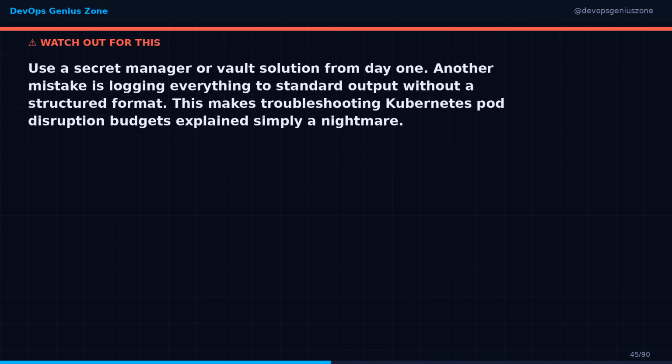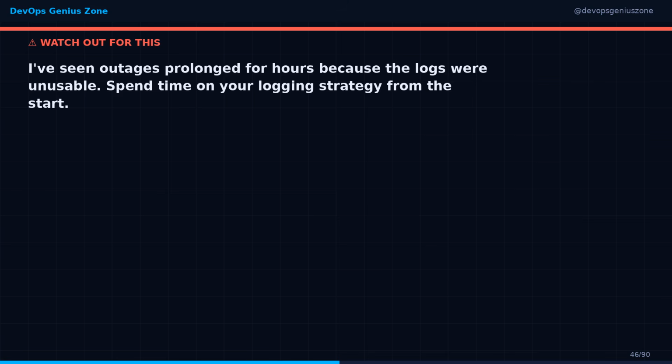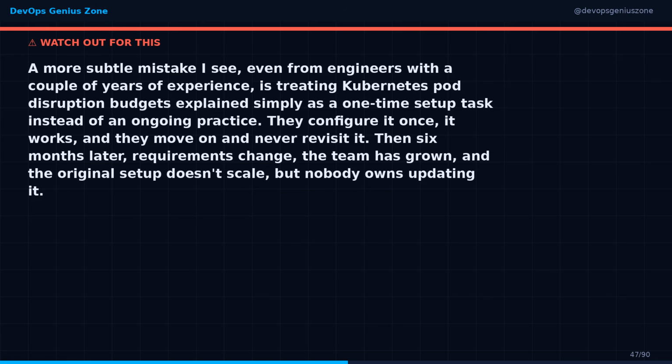They configure it once, it works, and they move on and never revisit it. Then 6 months later, requirements change, the team has grown, and the original setup doesn't scale, but nobody owns updating it. If you're working with Kubernetes Pod Disruption Budgets explained simply, put a recurring reminder on your calendar, monthly or quarterly, to revisit the setup and ask whether it still fits how the team actually works today.